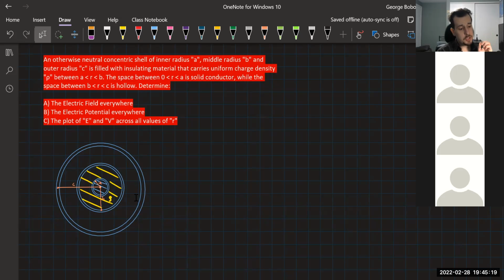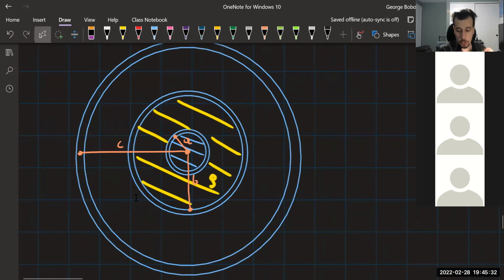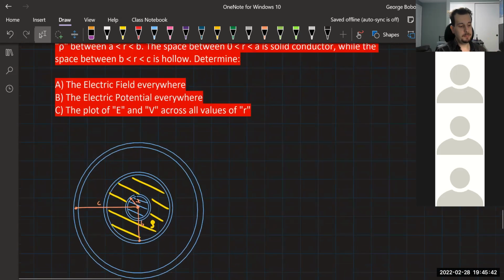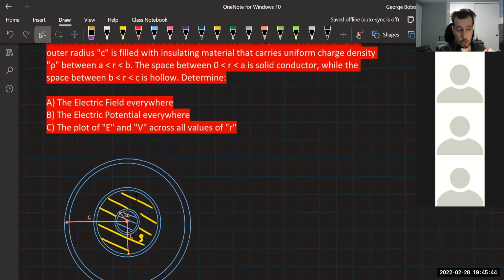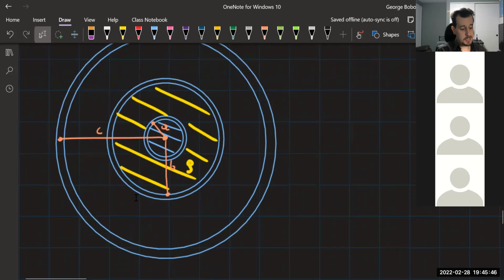So an otherwise neutral concentric shell of inner radius A, middle radius B, and outer radius C is filled with insulating material that carries uniform charge density rho. You can see the yellow is the insulating material, okay? And it has a charge density rho because it's a volume, right, that contains this. So it contains rho between A and B. You can see here how I've drawn it. It's between A and B, the insulator.